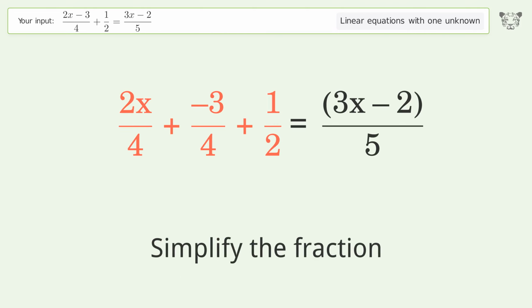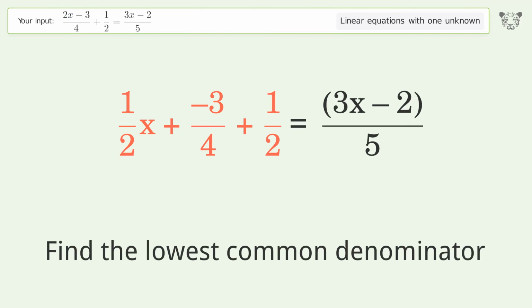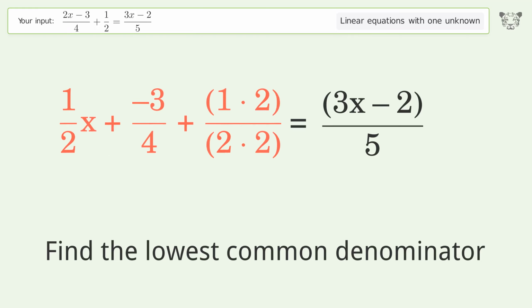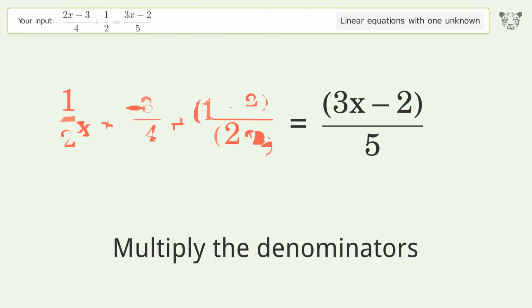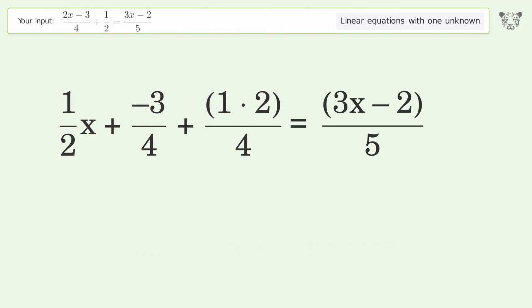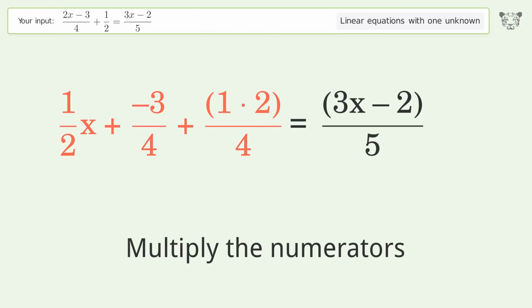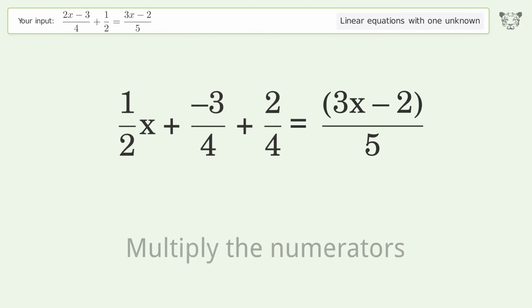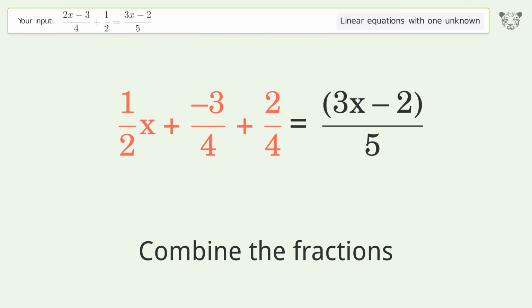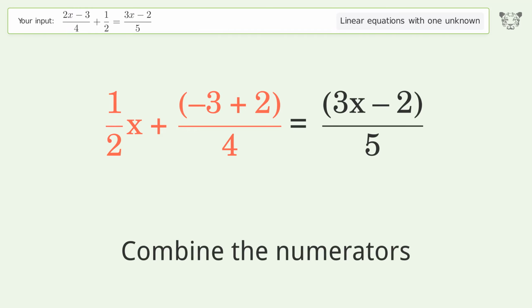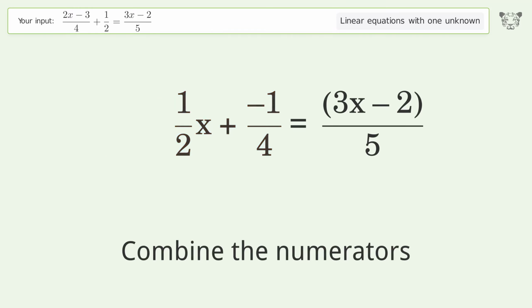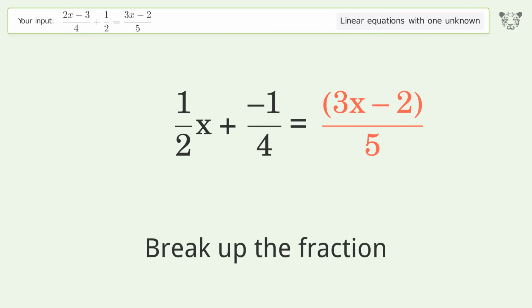Simplify the fraction. Find the lowest common denominator. Multiply the denominators. Multiply the numerators. Combine the fractions. Combine the numerators. Break up the fraction.